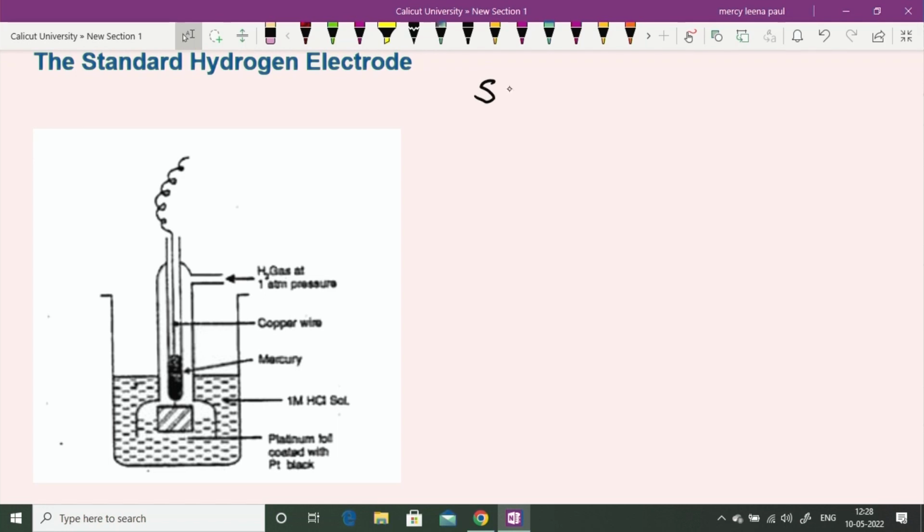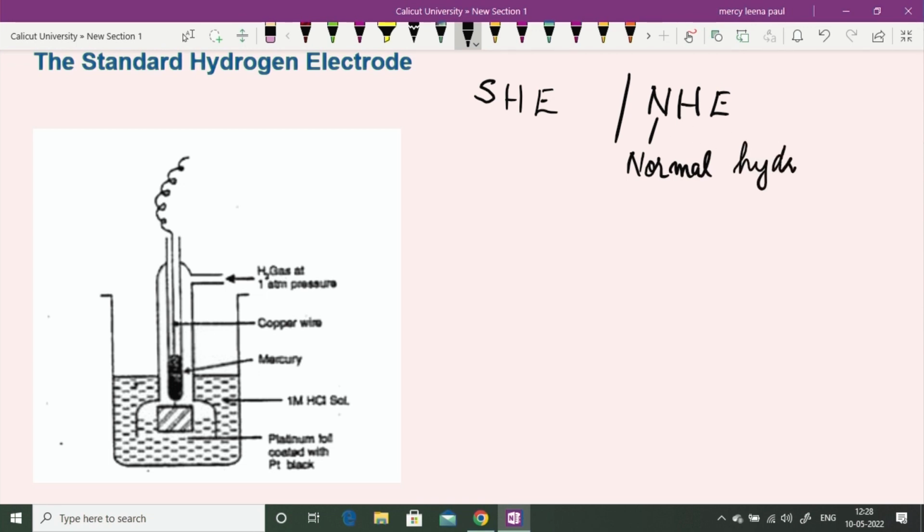Okay. Next, we will be seeing the standard hydrogen electrode. For convenience we represent it as SHE, that is standard hydrogen electrode, or you can also put it as NHE, where N stands for normal. Instead of standard, we say normal hydrogen electrode; both are the same.